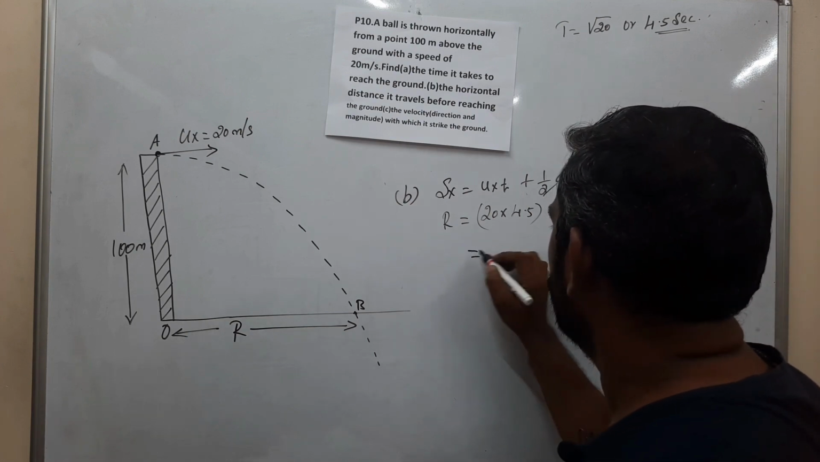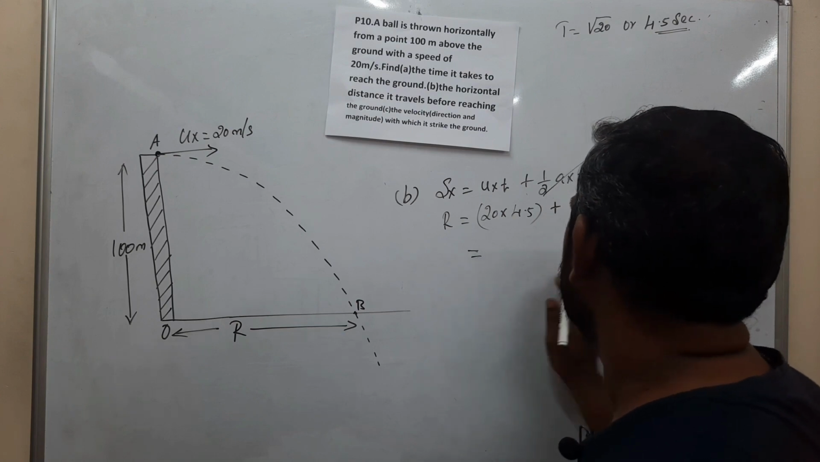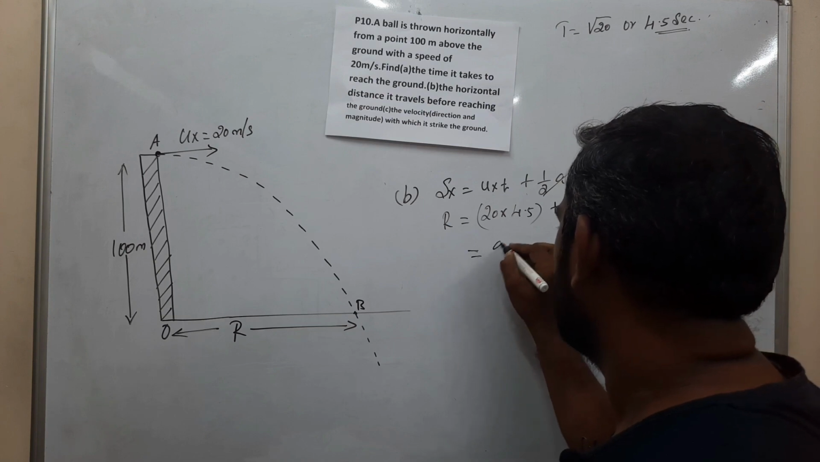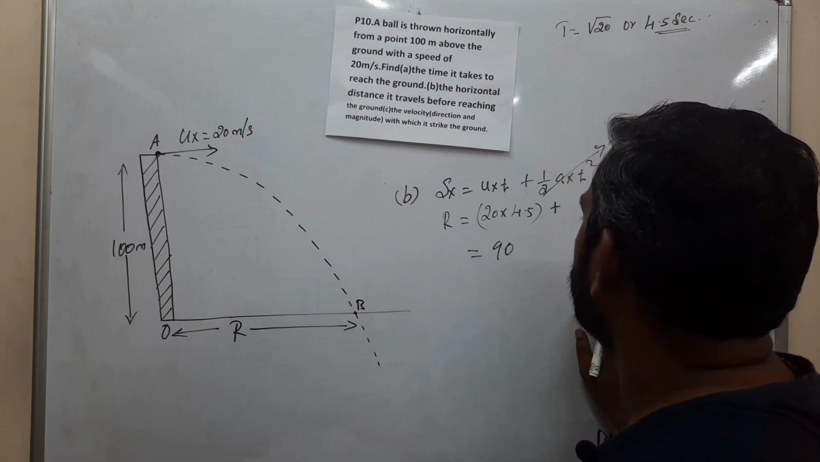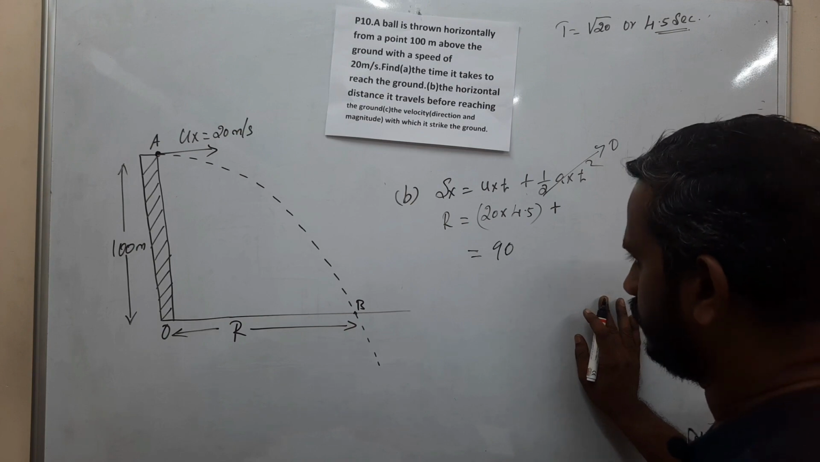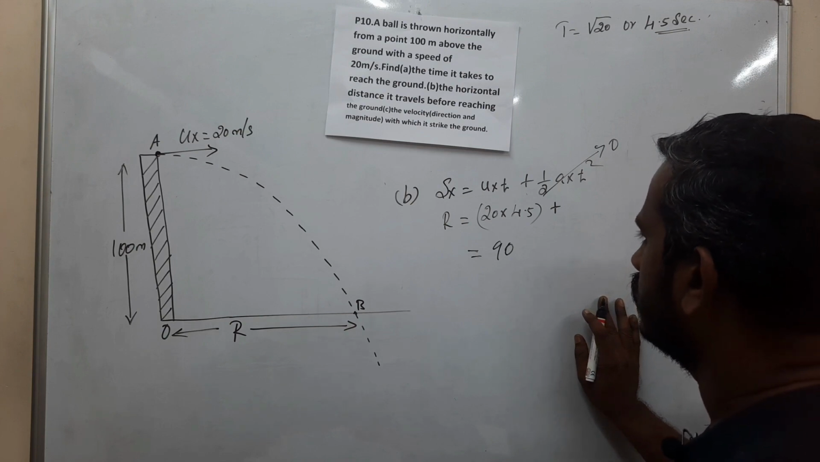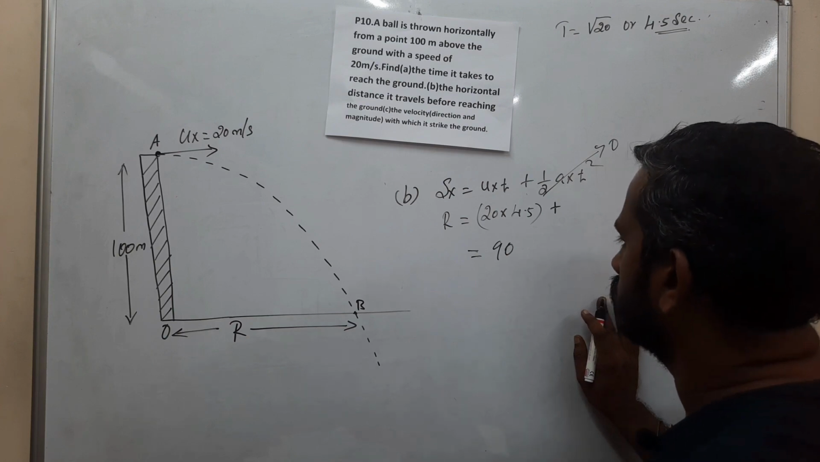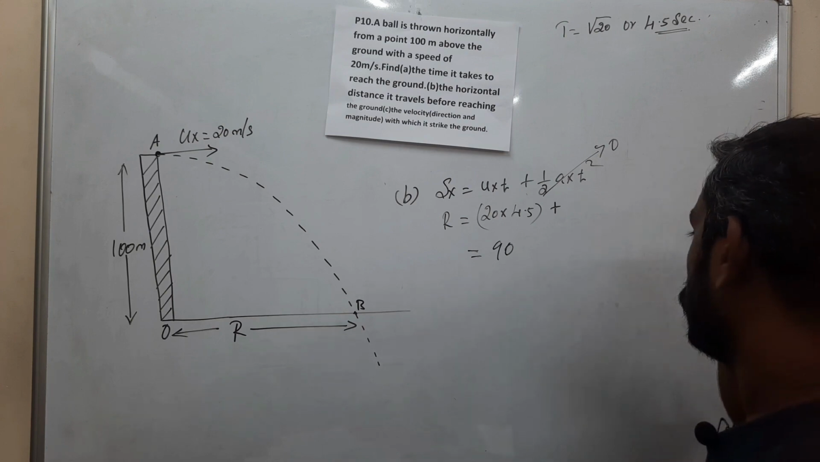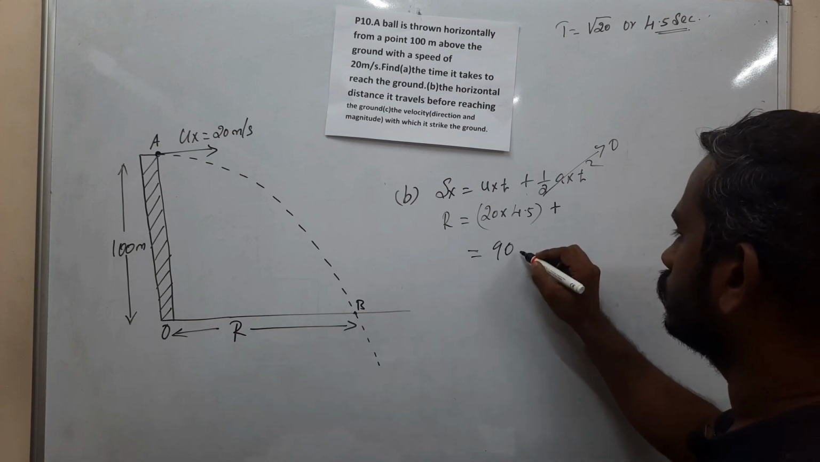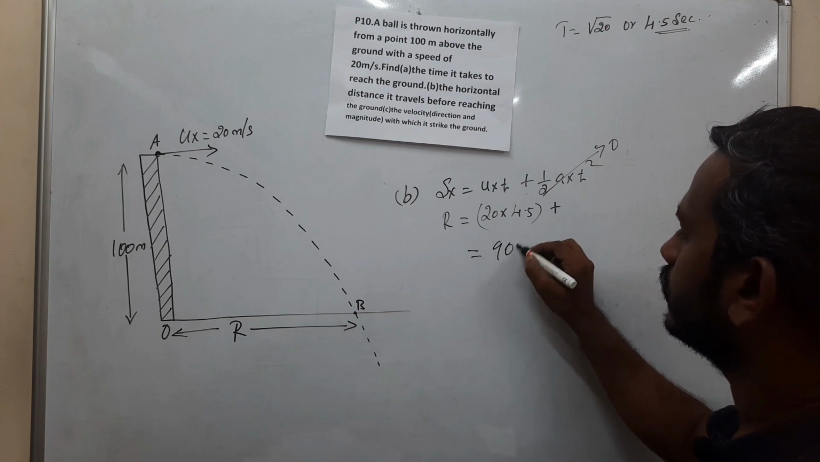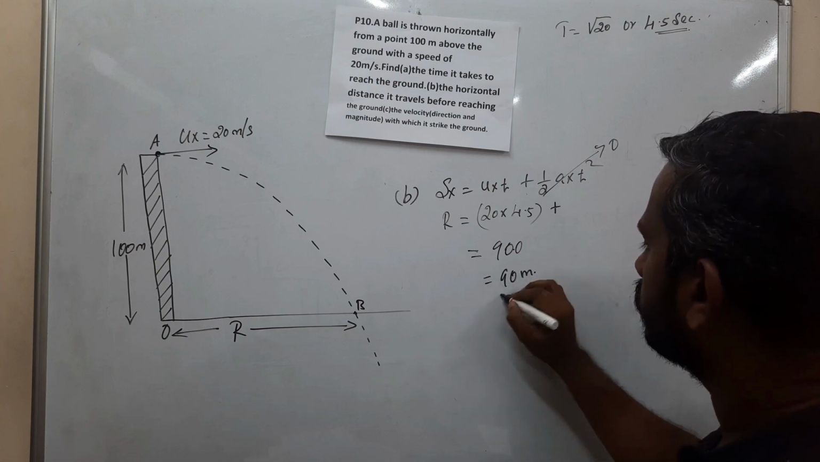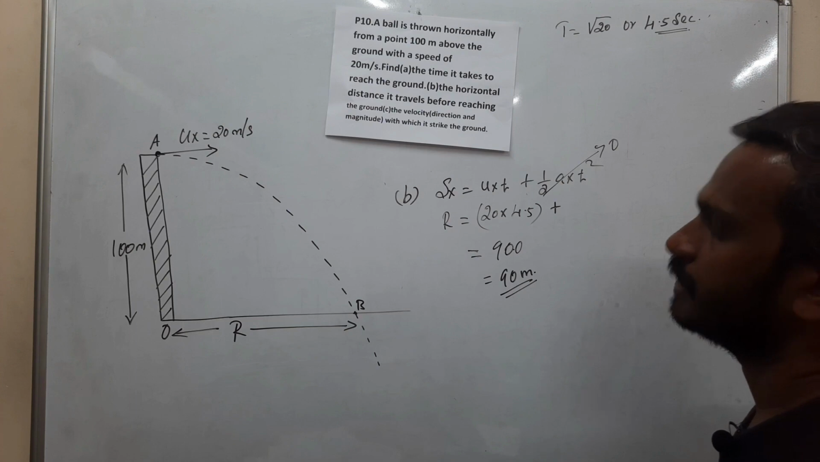So that's equal to 4.5 into 20, that is 90. So 4.5, 45 into 2, that is 90. So 900, so 1 digit, that's equal to 90 meter. Okay, 90 meter. That is the horizontal range.